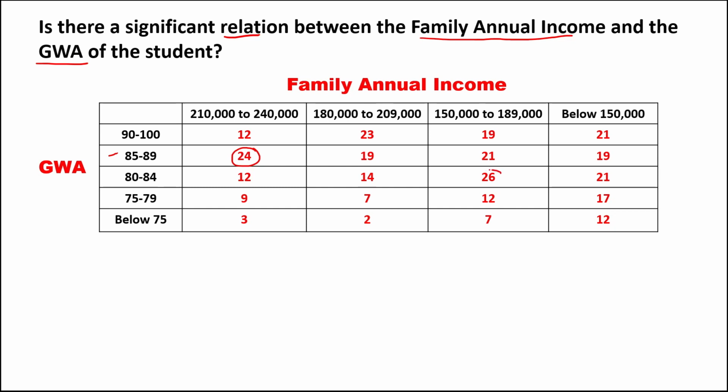Then there are also 26 students whose annual family income is between 150,000 to 189,000, and whose general weighted average is 80 to 84. Then we have these 12 students whose annual family income is below 150,000 and whose general weighted average is below 75. So to find if there is a significant relation between these two variables, we're going to use a chi-square and we're going to solve this problem in an Excel file.